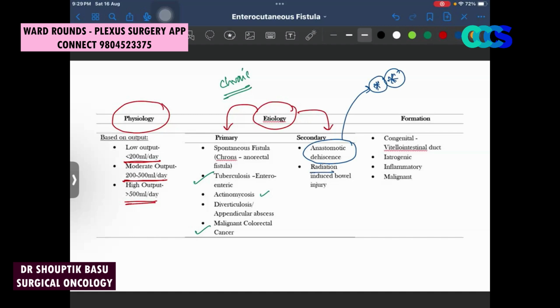And in certain cases, there are congenital things like the patent urachus, or the vitellointestinal duct, from where these patients can ooze out some sort of liquidy content. That is the congenital VID. You can have malignancy, you can have iatrogenic causes also, and all of these things are the causes of enterocutaneous fistula, right?